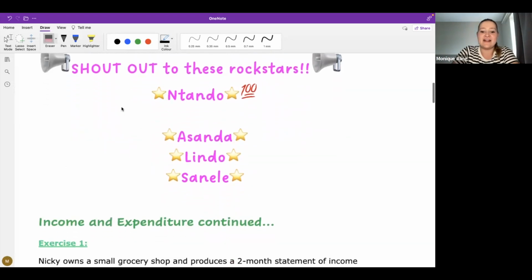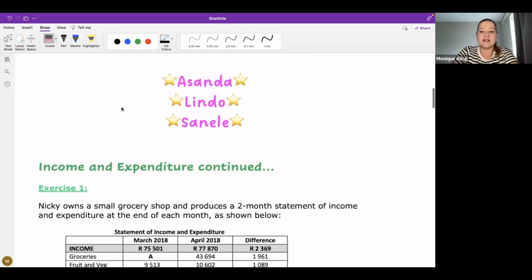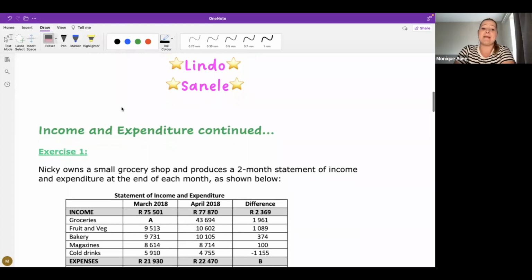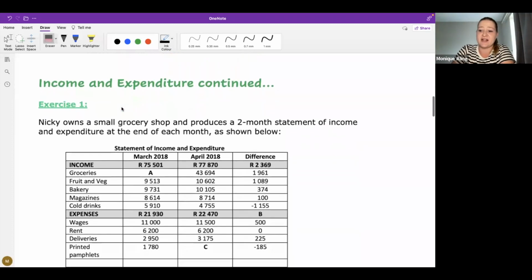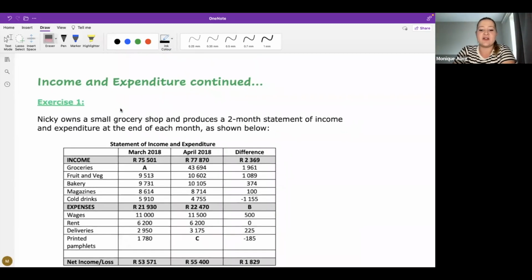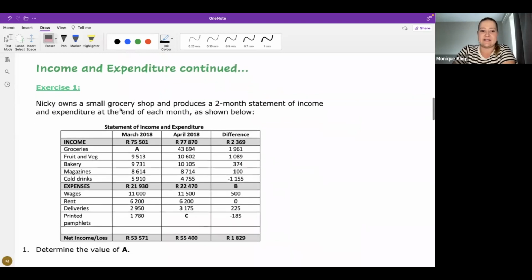Okay, guys, so let's finally get started. Last lesson, we touched on income and expenditure, so we're going to continue with that a little bit. And we had started looking at this exercise over here.